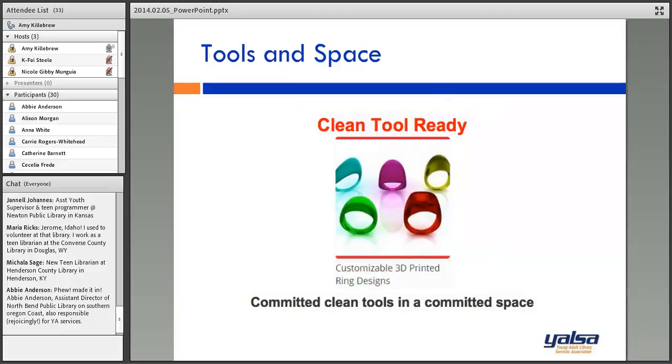The next category is clean tool ready, and essentially these are projects that require a dedicated space with tools like 3D printers or laser cutters. They can be a little bit noisy and can't be moved around a whole lot, so they need their own place. And this is often what you think of when you think of a maker space in a library.